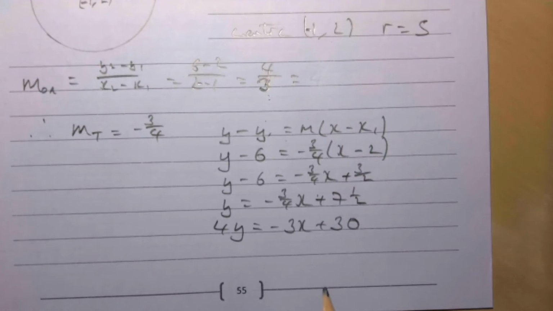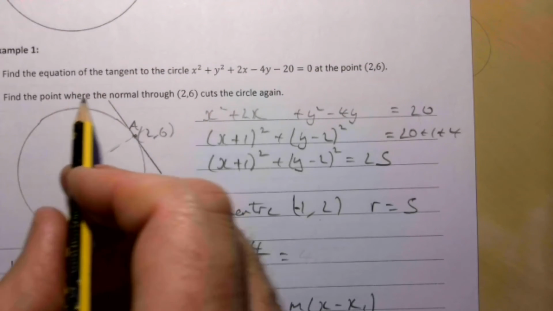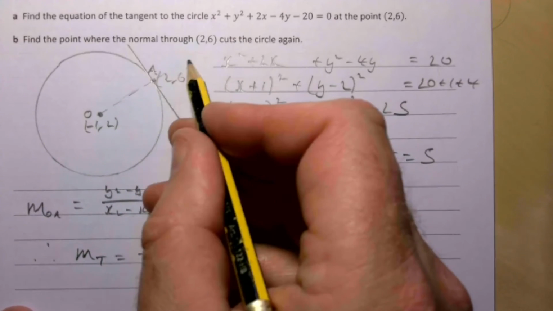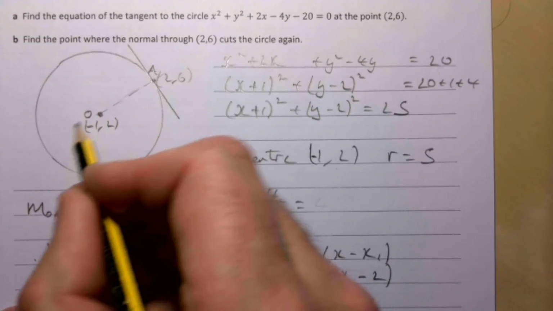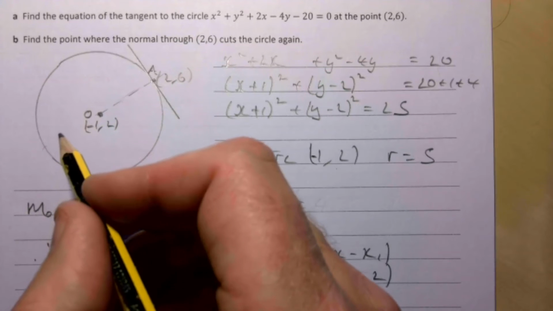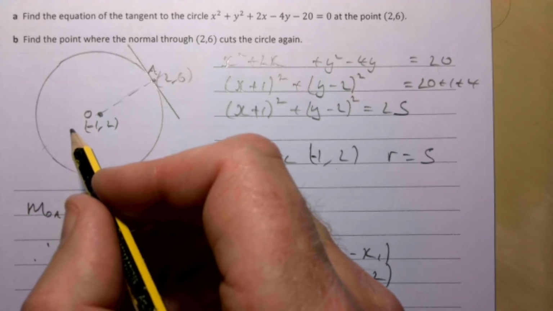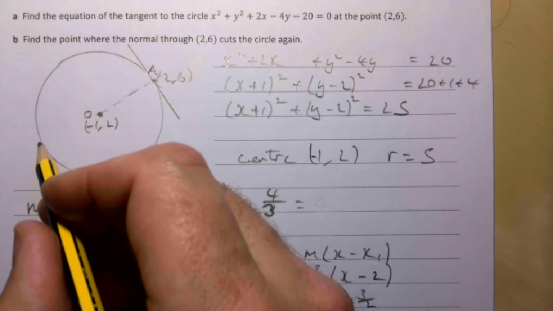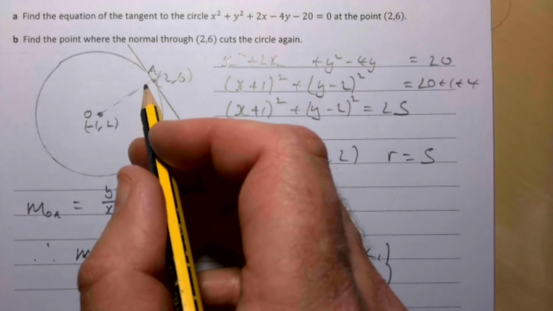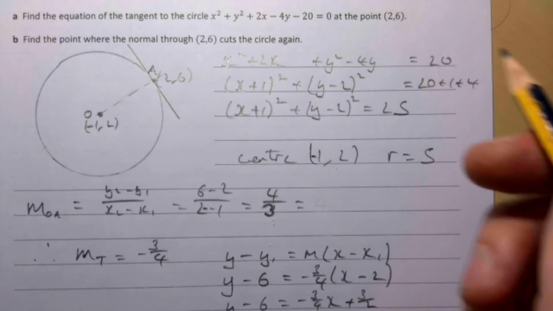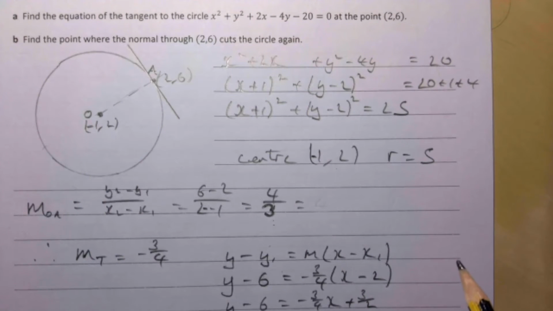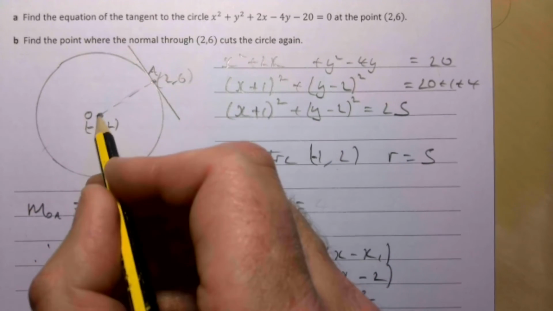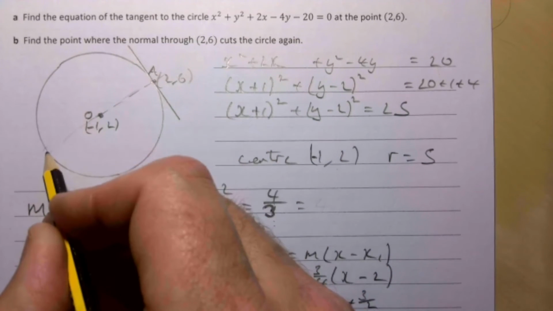Part B, find the point where the normal through (2, 6) cuts the circle again. So here's the normal through (2, 6) and we want to find where it cuts the circle again. Many different ways of doing this really. So we could either use our midpoint formula backwards and work it out from there, or we could try and use our common sense and work it out from there. I'm going to do that, although people don't really like that so much, but let's take a wee look and see. This distance here is going to be exactly the same as this distance here.